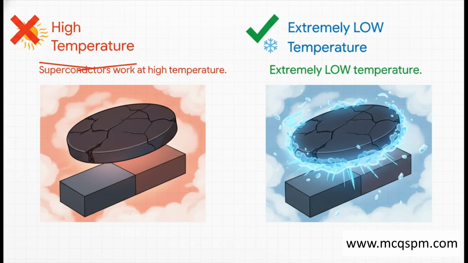So look at this example statement. It says superconductors work without resistance at high temperature. Now, if you're not reading carefully, you see superconductor and no resistance, and you think, yep, that sounds right. But wait, the trick is that word high. The core fact about superconductors is that they only work at extremely low temperatures. That makes this statement false, and therefore it's the correct answer to the not true question. They will always try to catch you with a small detail like this.